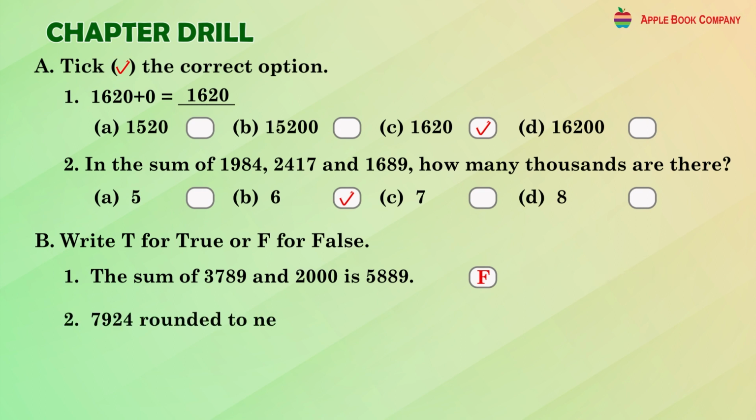7,924 rounded to the nearest thousand is 8,000. Is this true? Yes, it is, because 924 is closer to 1,000. Therefore, it is 8,000.